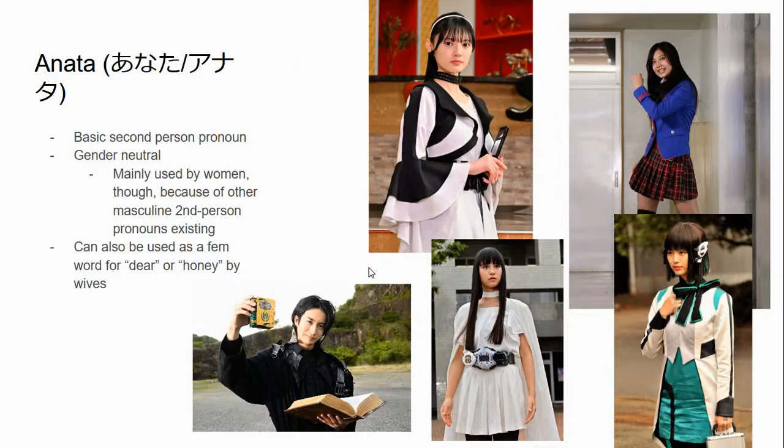This is anata, the most basic second-person pronoun. It's similar to watashi in this way, but it's completely gender neutral, not just feminine, even though it's mostly used by female people, as you can see. That's just because there's not as many options for women for second-person pronouns as there are for men. They can also be used as like a pet name by wives for their husbands, like dear or honey.